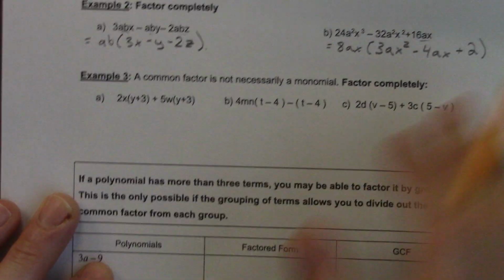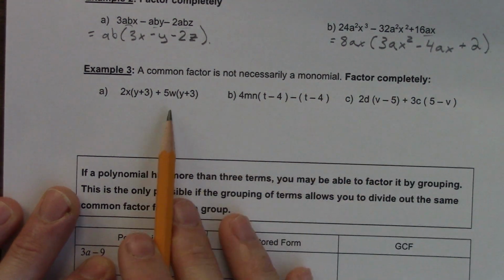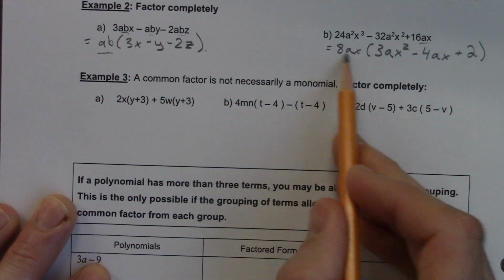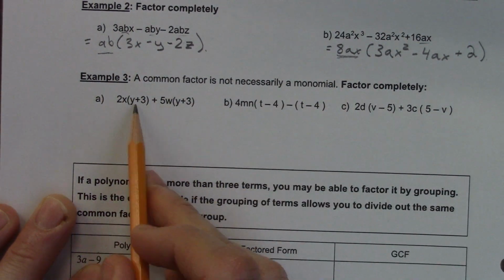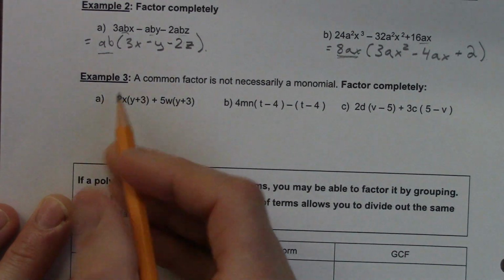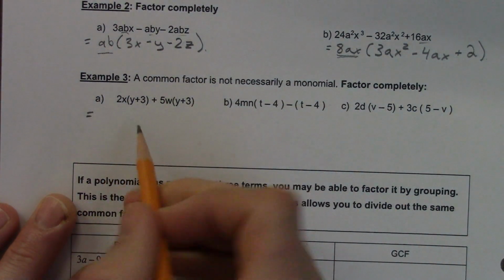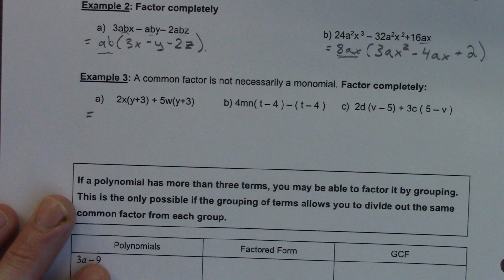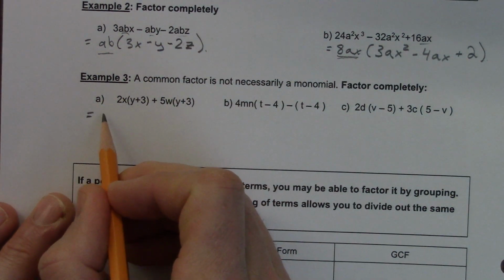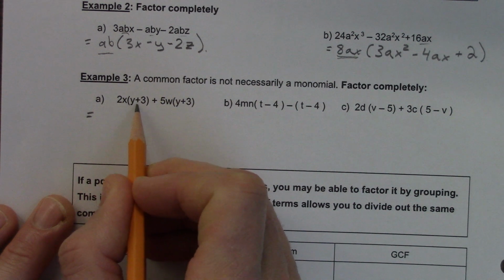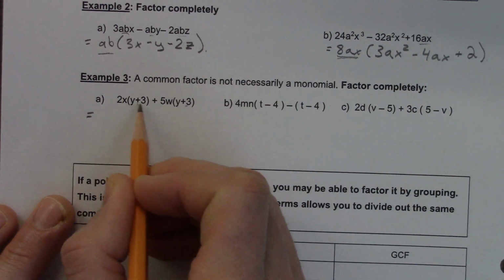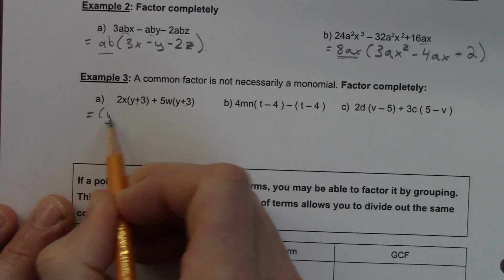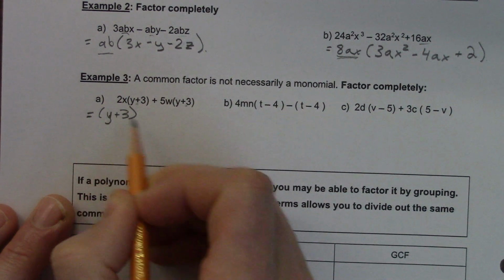A common factor is not necessarily a monomial factor completely. So in this case, when we say it's not a monomial, remember, a monomial is just one term. In this case, we're going to get a common factor that's not just one term. It can be more than one term. Josiah, what is common between this term and this term? Yeah, not just the y though, y plus 3. Right, that y plus 3 term is common to both terms.